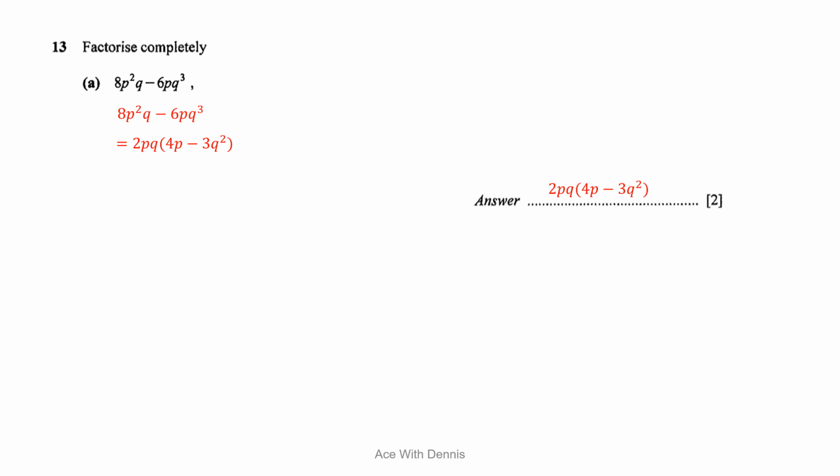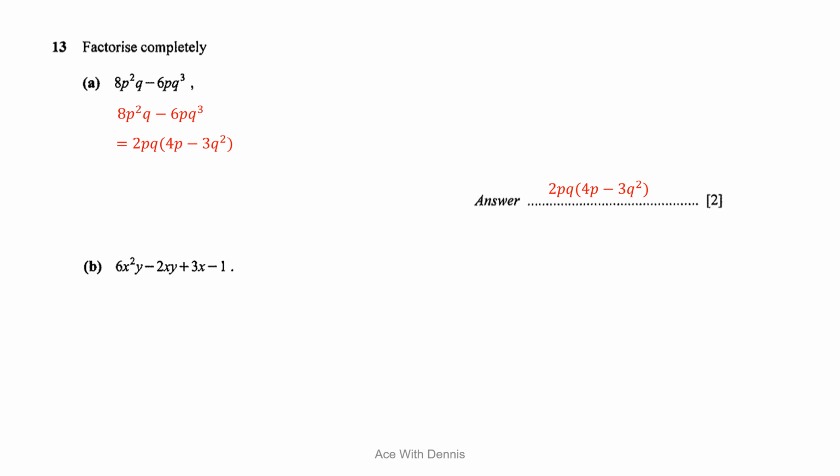Question 13. Factorize completely. A. 8p squared q minus 6p q cube. 2 marks. The common factor of 8p squared q and 6p q cube is 2pq. Hence, after factorizing 2pq, it becomes 2pq bracket 4p minus 3q squared. So 2pq times 4p minus 3q squared is the answer.